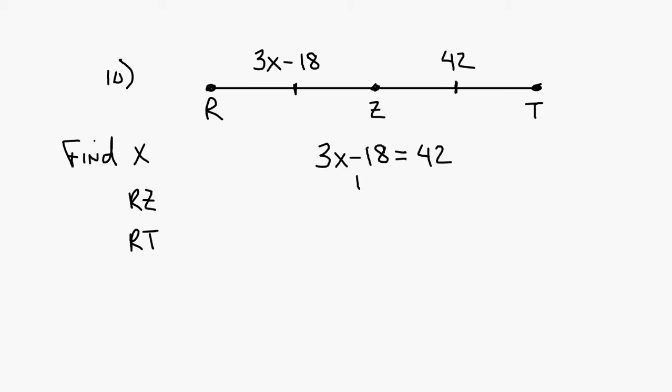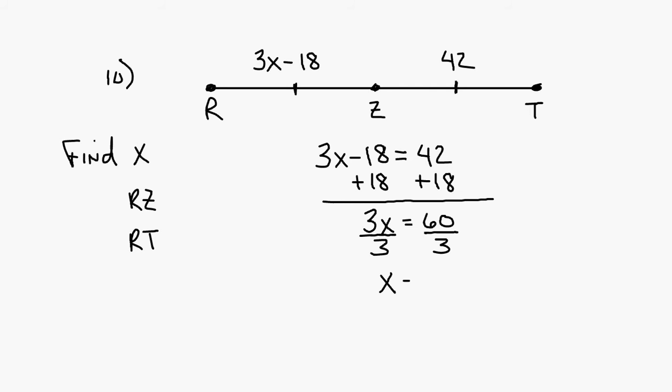So if you add 18 to each side, 3x is going to equal 42 plus 18 is 60. And then divide each side by 3. And x equals 20. So first answer is x equals 20.